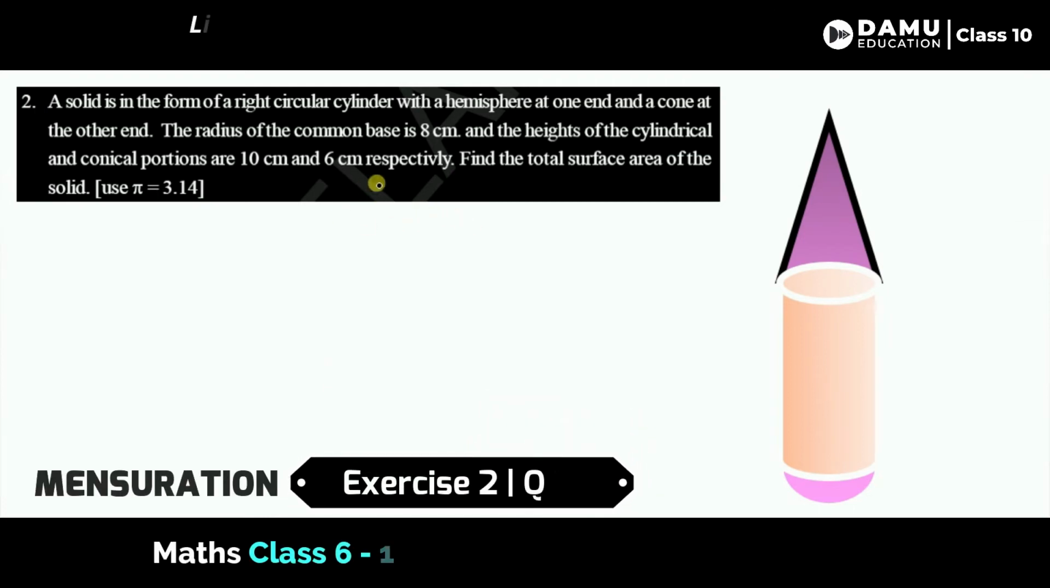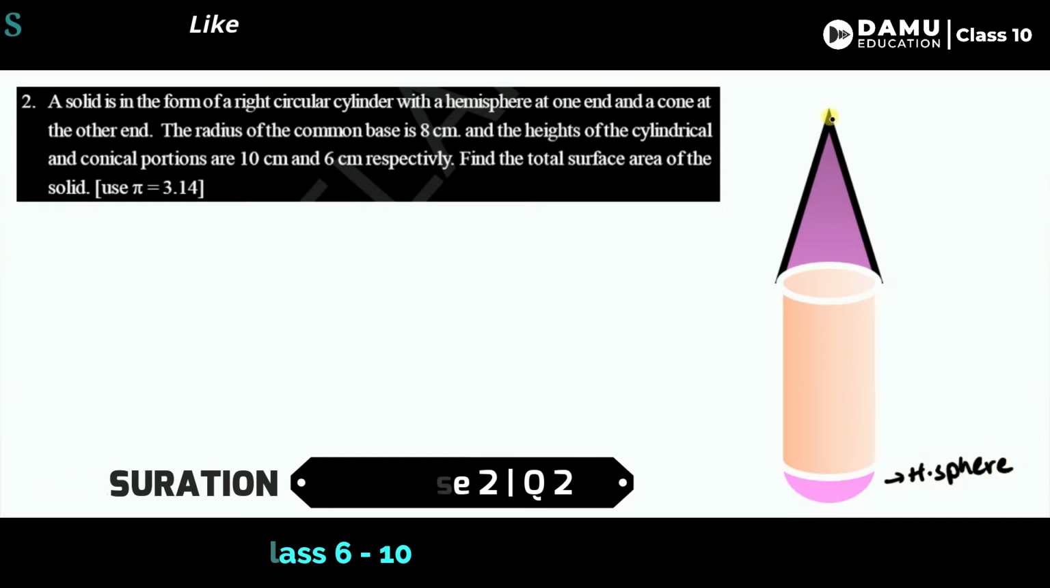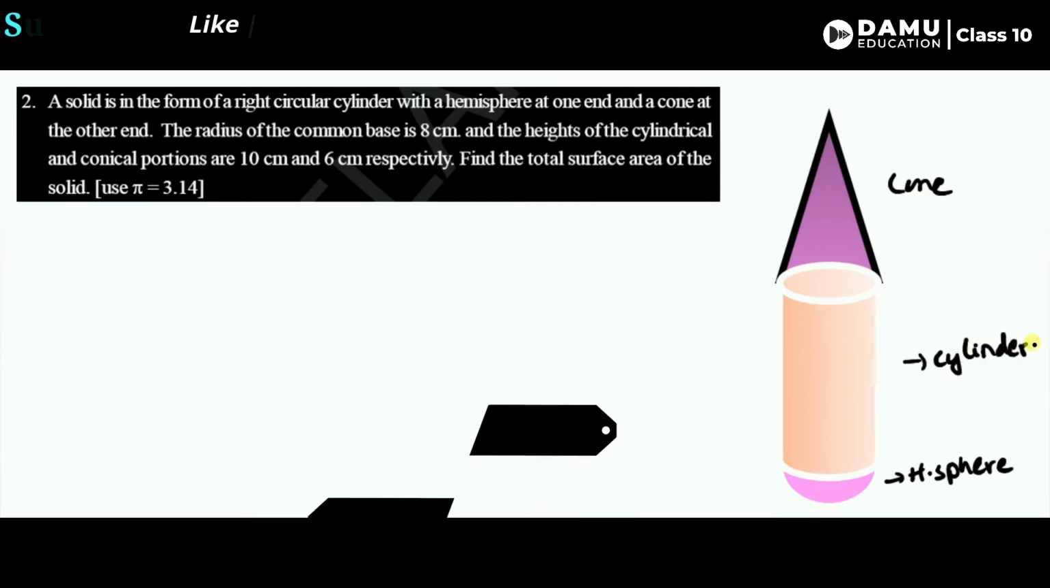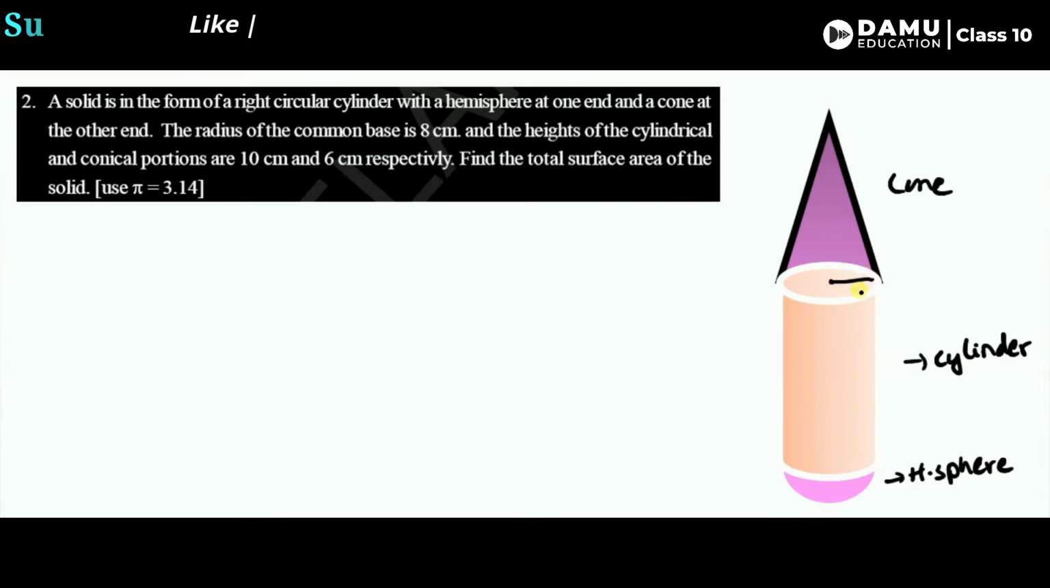In this session, we are going to discuss our second question. A solid is in the form of a right circular cylinder with a hemisphere at one end, and a cone at the other end. They are saying the radius of the common base is 8 centimeter. This is the radius for all the shapes: the cone, the hemisphere, and the cylinder.